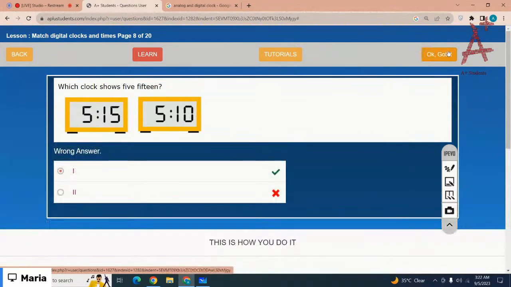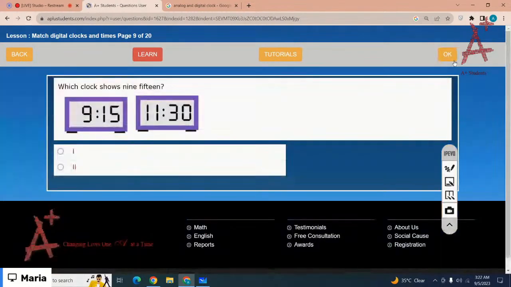Oh, 5:15, sorry. Not 5:10. Option number 1 is the clock that shows 5:15. So that would be option number 1, 5 hours and 15 minutes, right?